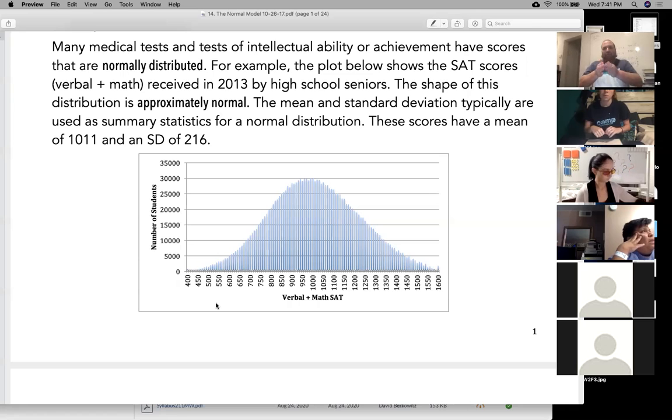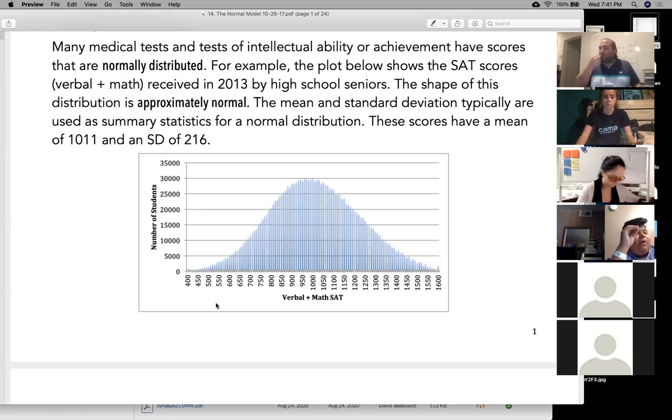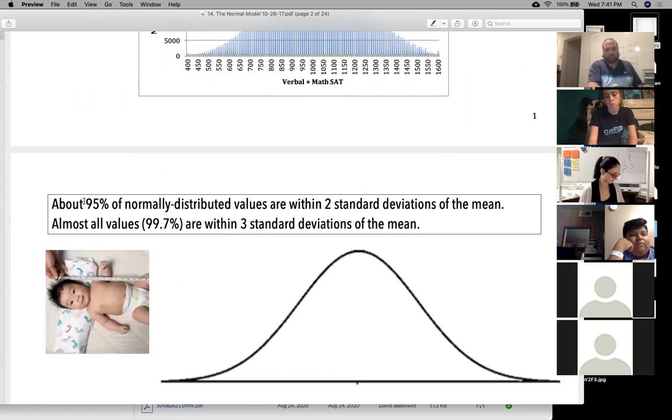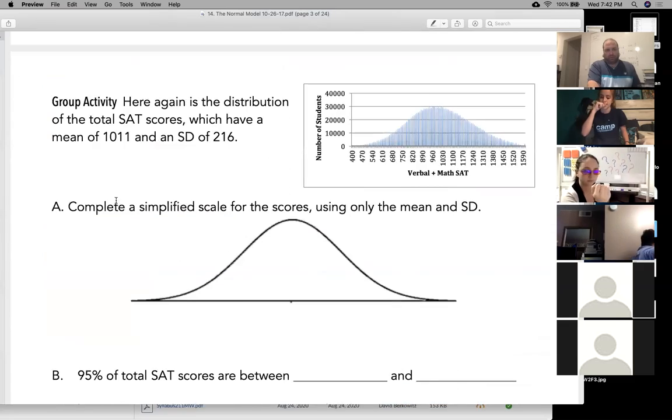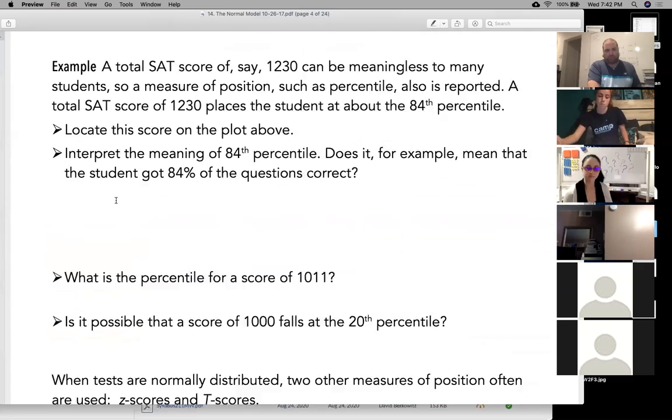We had the 68, 95, 99.7 rule, which tells you about what percent of the data you should expect to find between 2 points. We know that 95% are within 2 deviations, 68% within 1, and almost all within 3. That terminology, almost all, means 3, whereas anything beyond 2 is unusual. Then we did some examples, and more examples.